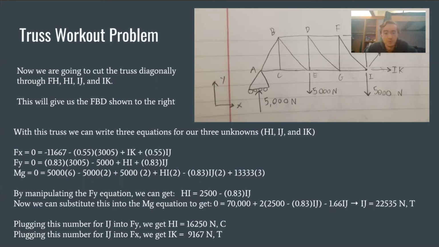I manipulated the Fy equation to get H in terms of HI and IJ, and then I plugged that into the moment about G equation, which also only had HI and IJ, to give me IJ, and I could use that to solve for HI and IK. This was the complicated bit of the whole thing.